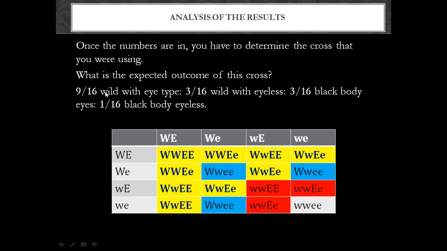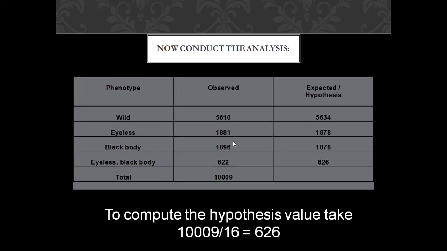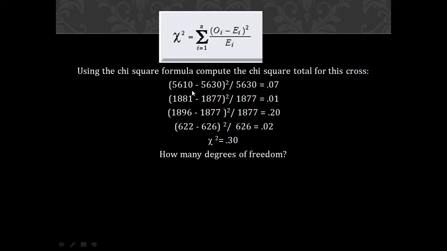There are 16 total possibilities, out of which 9 should be with the first group. That's why the ratio is 9/16, 3/16, 3/16 and 1/16. So that way you can work out the expected frequency for this. So 5634 is based on the 9/16 ratio. Similarly this one is the same, and this is the last one. And here you can see how we calculate the chi-square, and that chi-square value comes to 0.3.